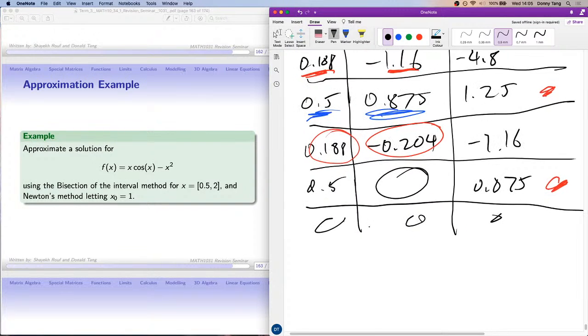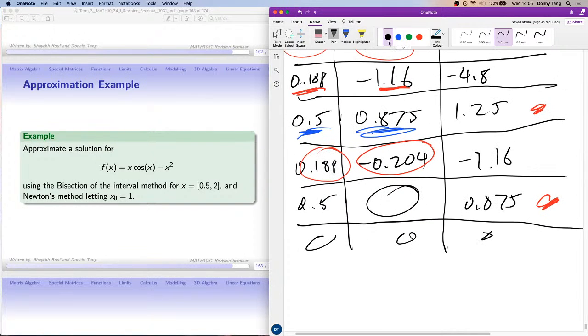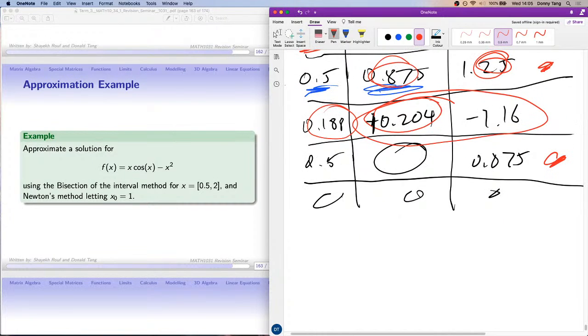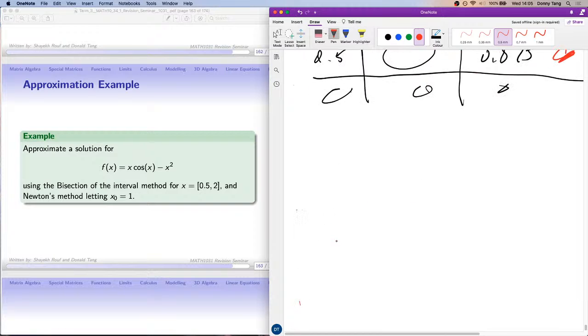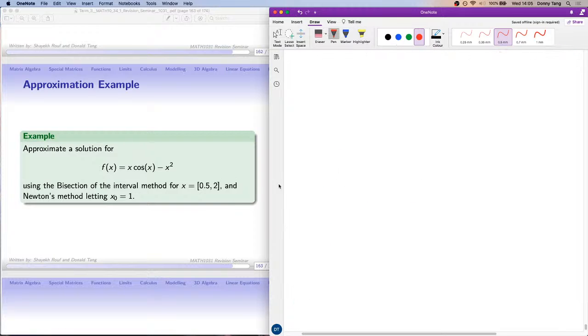Obviously, if this value was positive, we would take the other two instead. But basically what happens is these values, like 0.875, will get closer and closer to the true root of the answer. That's pretty much it.